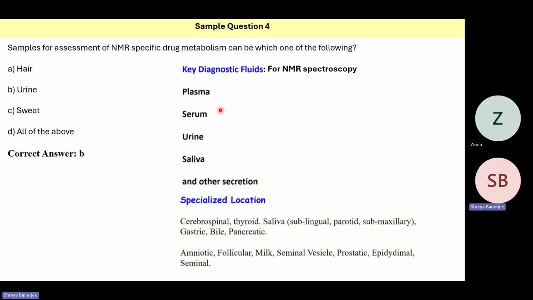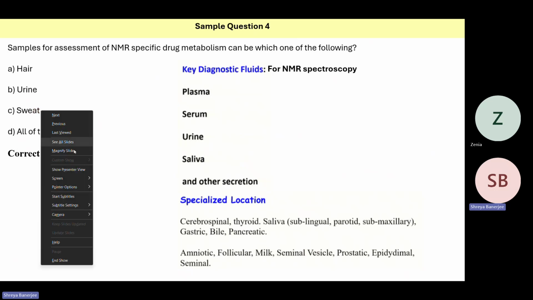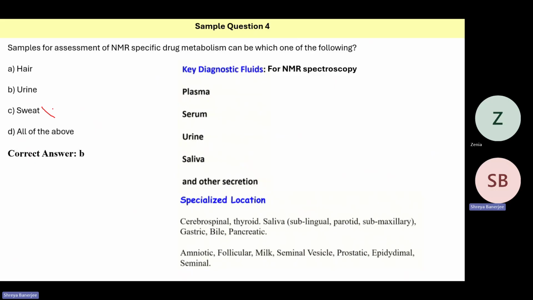So if you remember the key diagnostic fluids, they include plasma, serum, urine, saliva. Sweat is not included because sweat is mainly just water and some salts. You will not see any metabolites in sweat. So that is out, which means automatically all of the above is out. And hair is just a keratin protein. It will not show the drug metabolism we want to see. It is not a living part of the body, that is where the metabolites will go, and so hair is out. So among these options, urine is a correct option. So the correct answer is B.